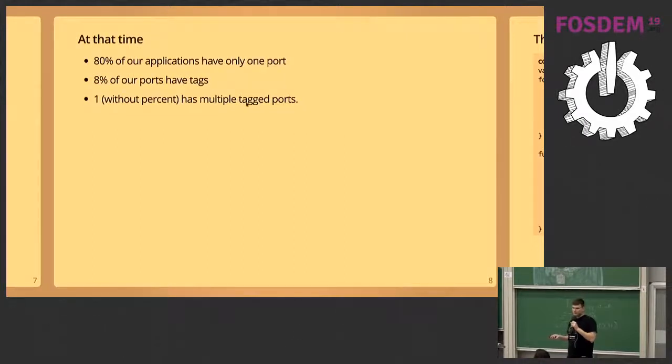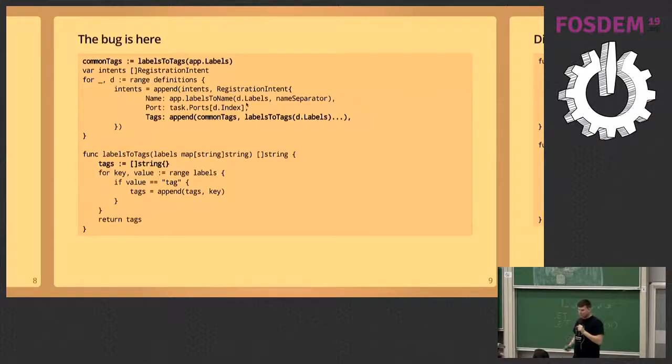So at the time, 80% of our applications had only one port, 8% had tags, and only the one that fails had multiple tagged ports. So let's take a look at the code, and here's a bug. What happened? We just added one tag, and we ended up with 2 same slices.